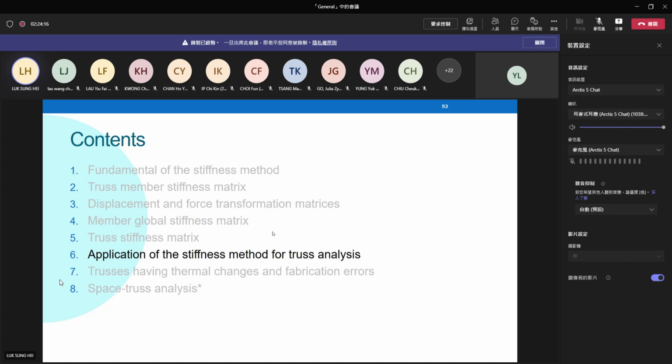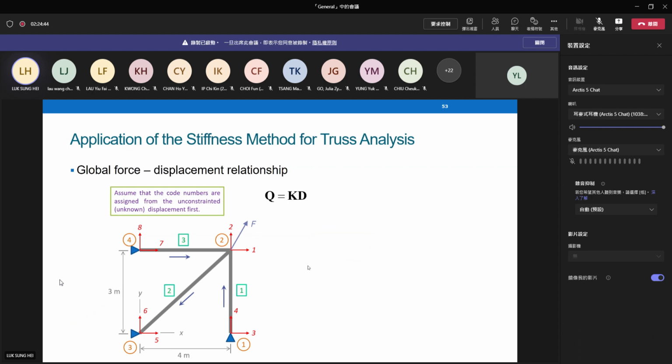Now, section 6. Section 6 is the most important part because it lets us know how to apply this stiffness method to find out the response of truss structures. In this part, suppose we know how to evaluate the structure stiffness matrix K. If you have K, how do you use it to solve a structural problem for truss structures? This is something we want to discuss in this particular section.